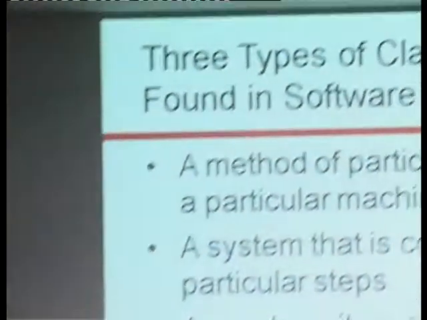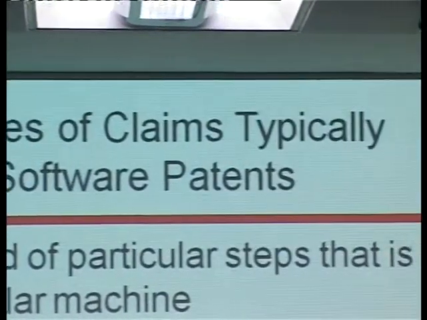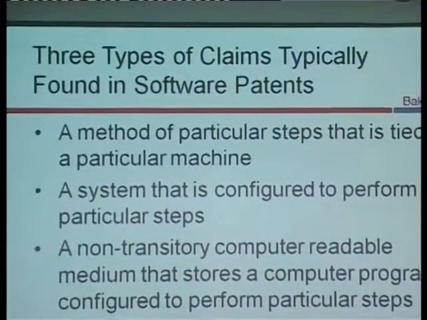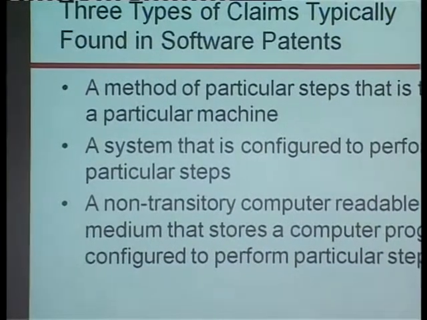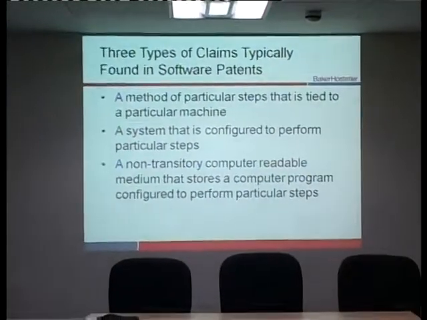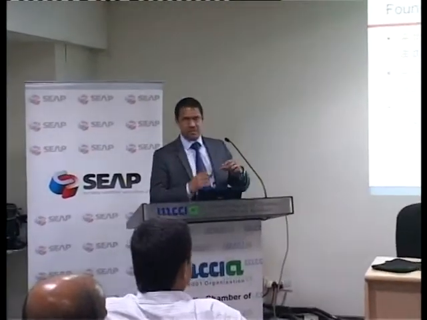There are 3 types of claims typically found in software patents. The method of the particular steps, and that's tied to the machine. The system that's configured to perform the particular steps. And then what we call the non-transitory computer readable medium, which is the hardware that stores the computer program. So a good software patent in the United States will cover the invention in these 3 ways. You'll have the method of the steps that the software does, the system that's running it, and then the hardware that's storing it.